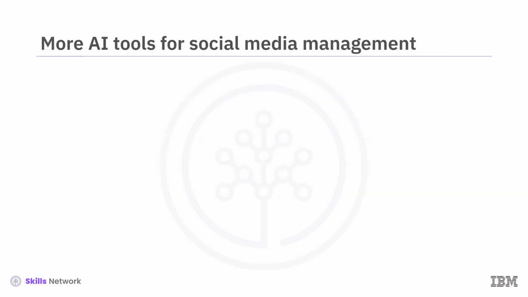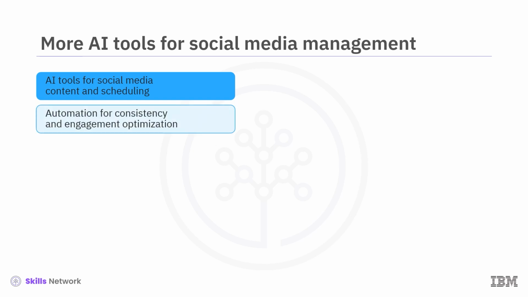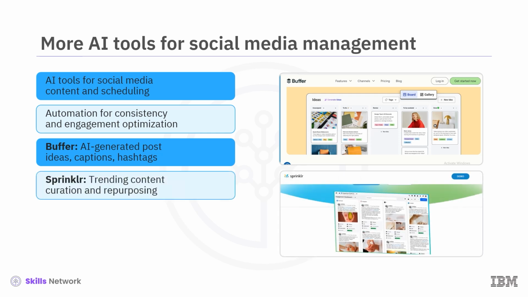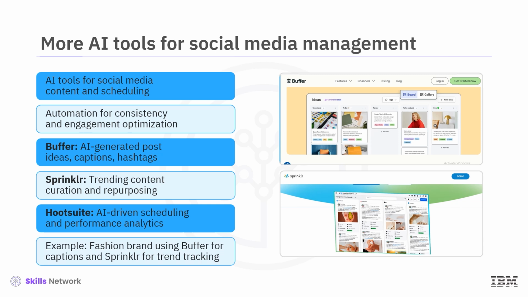Looking beyond ChatGPT and Jasper AI, there are several other AI tools that specialize in social media content creation and scheduling. Consistency is key in social media marketing, and these tools help automate the process while optimizing engagement. Buffer, for example, generates AI-powered posts, captions, and hashtags. Sprinklr, on the other hand, curates trending content and helps repurpose it for various platforms. At the same time, Hootsuite provides AI-driven scheduling and performance analytics, allowing brands to streamline their social media strategy. For instance, a fashion brand can use Buffer to auto-generate captions and schedule posts, while Sprinklr helps them stay on top of viral fashion trends.